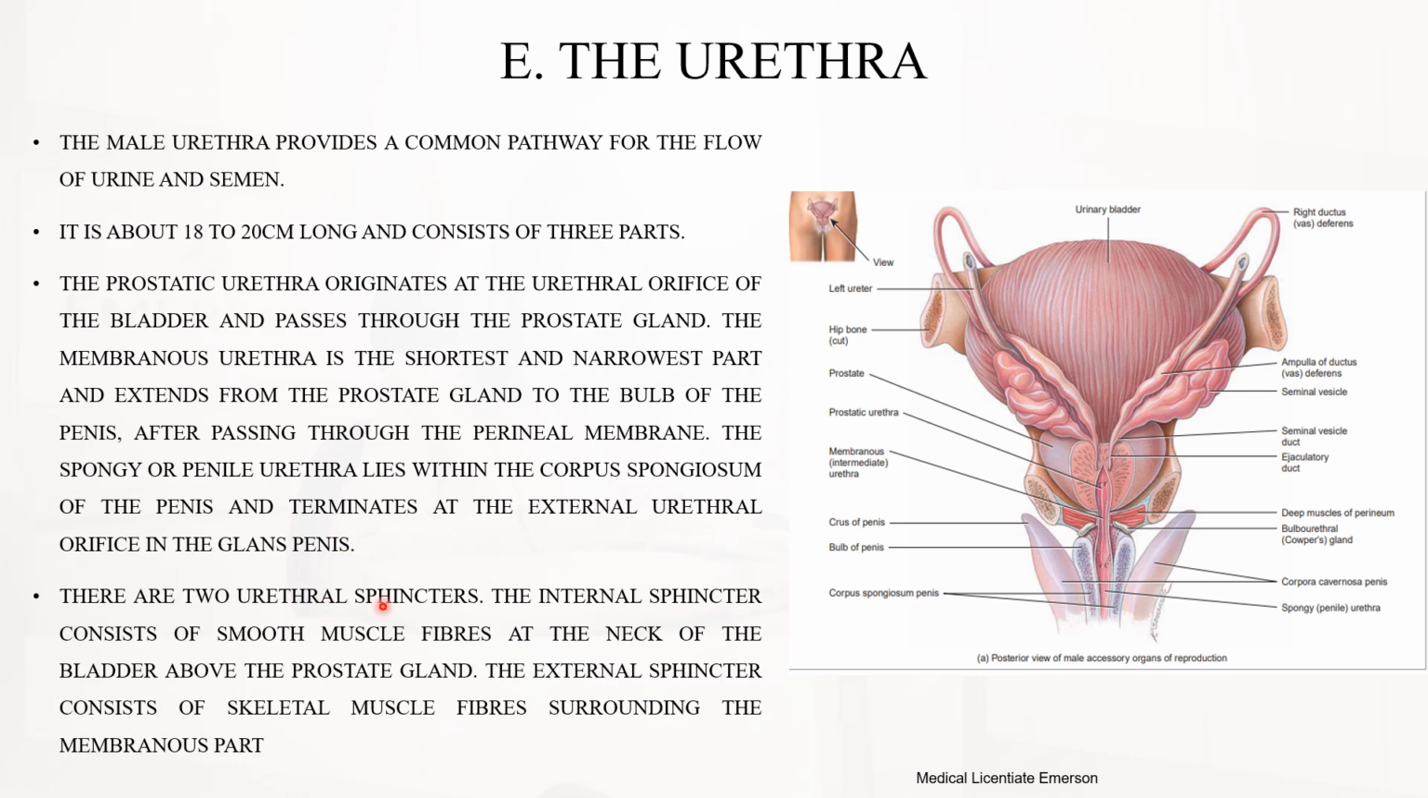Then there are two urethral sphincters. The internal sphincter consists of smooth muscle fibers at the neck of the bladder above the prostate gland. Then you also have the external sphincter, which consists of skeletal muscle fibers surrounding the membranous part.